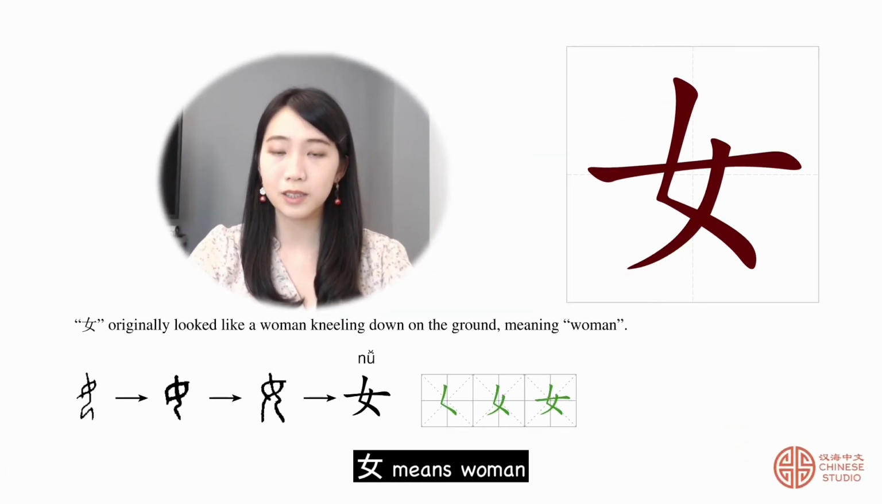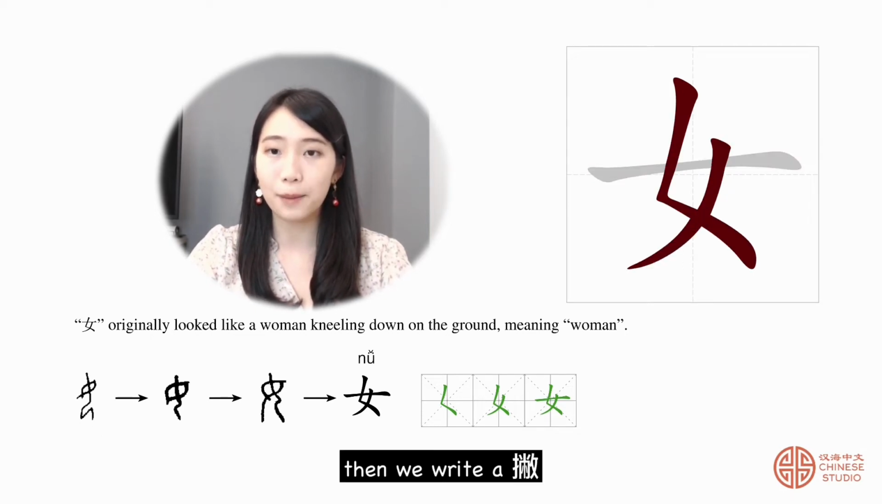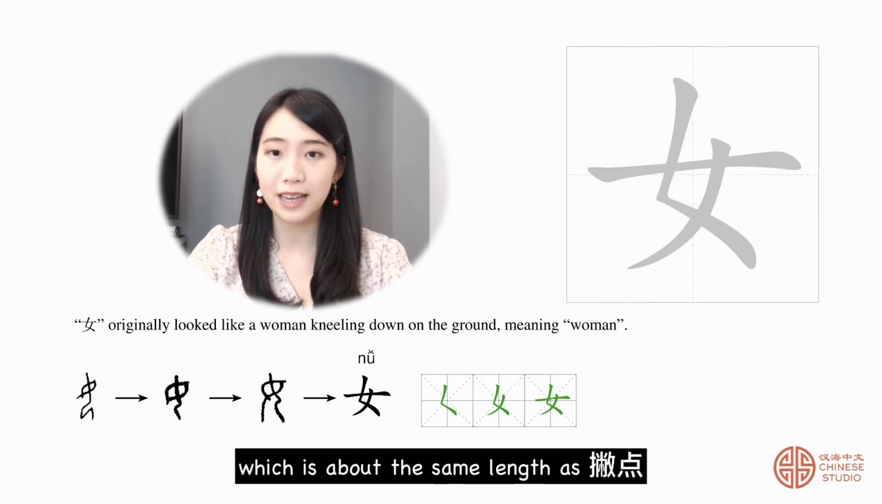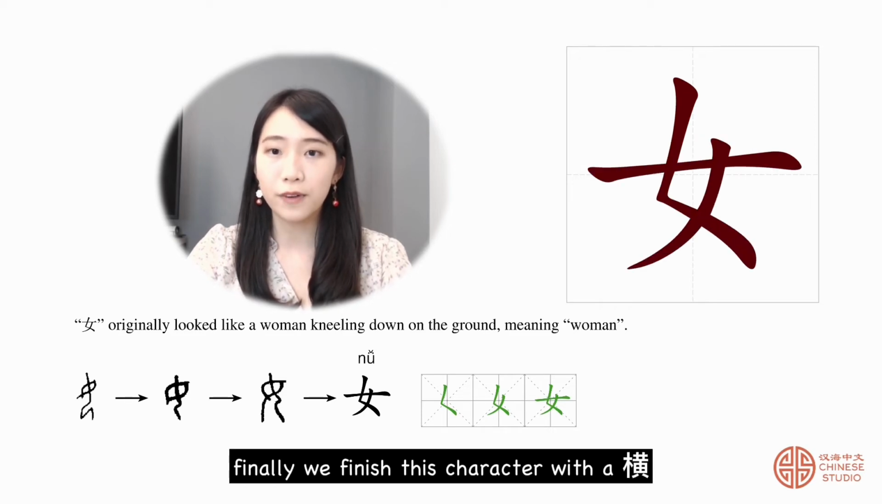女 means woman. It starts with 撇点. Then we write a 撇, which is about the same length as the 撇点. Finally, we finish this character with a 横.